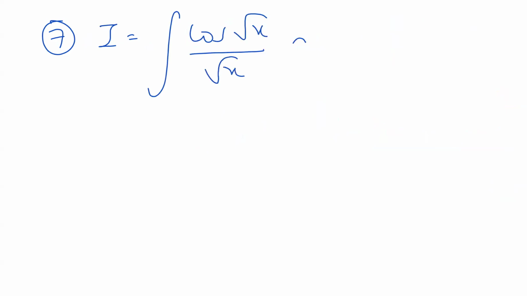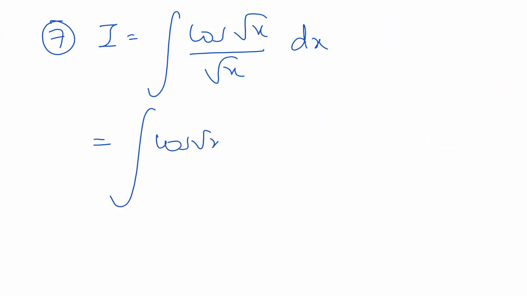So the next problem, that is question number 7. Integration of cos root x upon root x. Now the derivative of the denominator is not the numerator. Derivative of the denominator root x is 1 upon 2 root x. But then in the numerator there is a trigonometric function. So we really cannot apply the property over here.